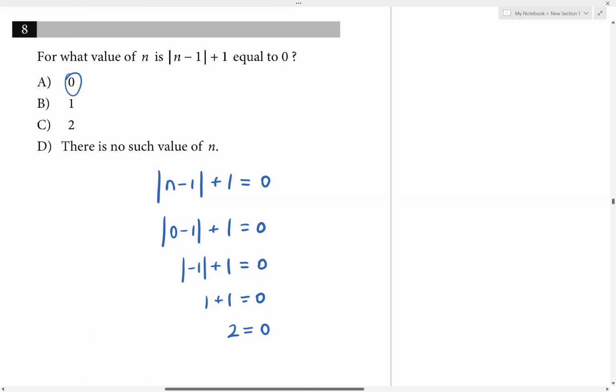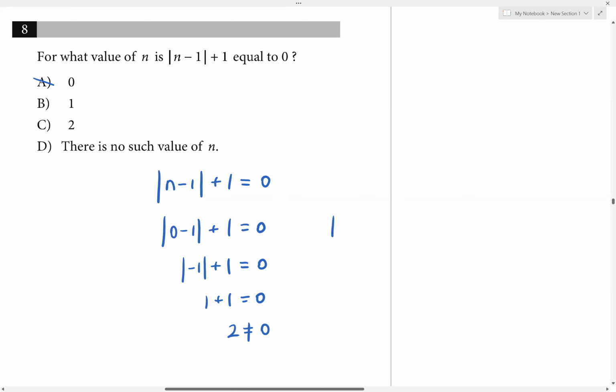So you get 2 equal to 0, and that's not true. Okay, 2 is not equal to 0, which means A won't work. So A is not the answer. For letter B, we plug in 1, right? We're plugging in the same thing here. Okay, so let's try that.